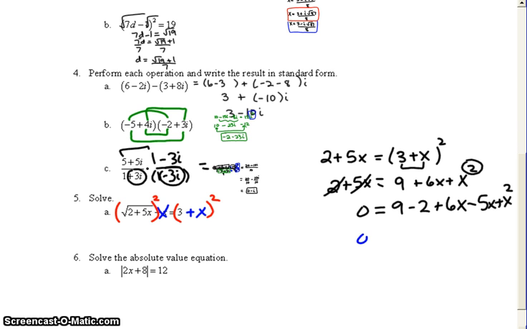After combining like terms, that's going to give us 9 minus 2 is 7. 6x minus 5x is x. And then x squared. Okay, I'm going to rewrite it in a more familiar order. x squared plus x plus 7.